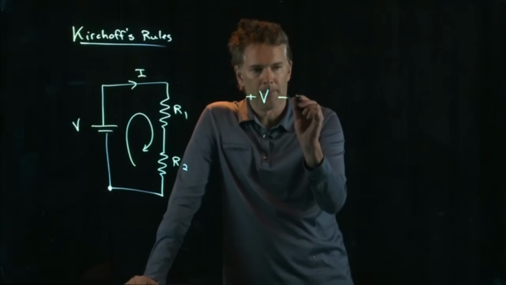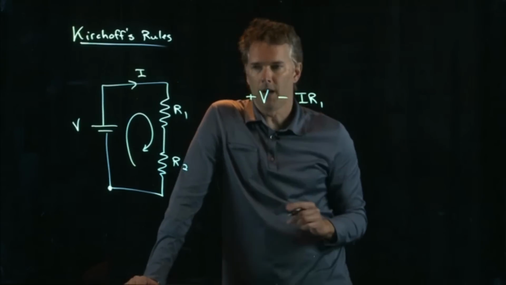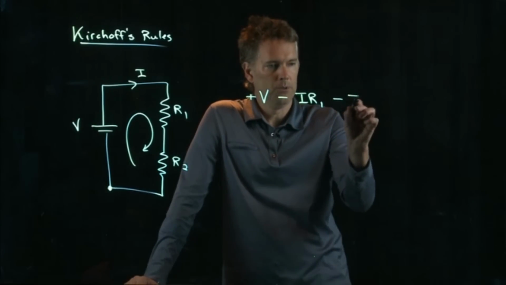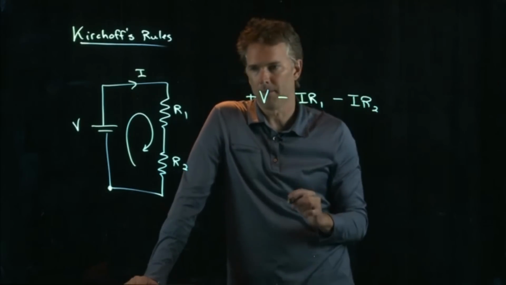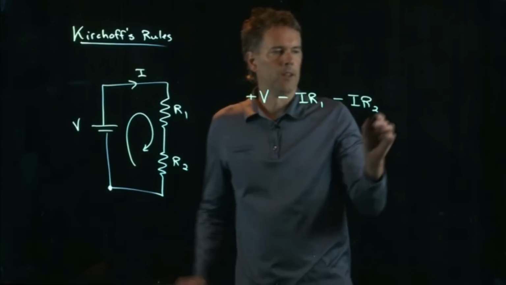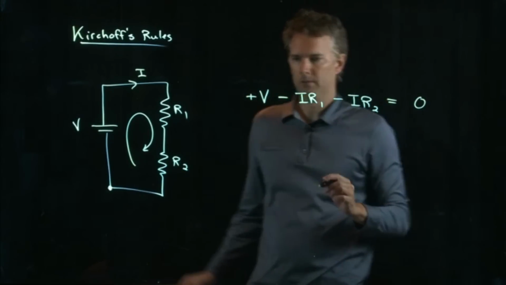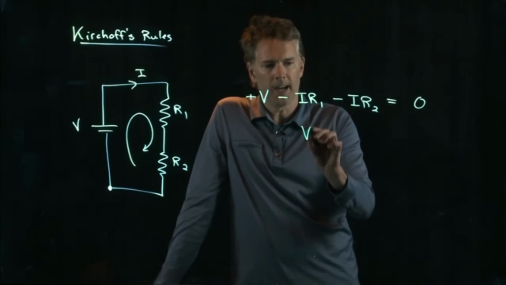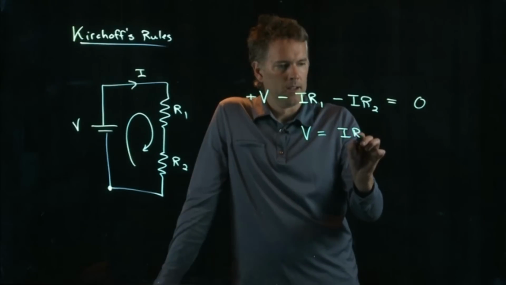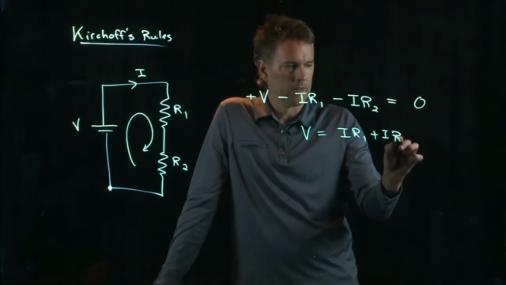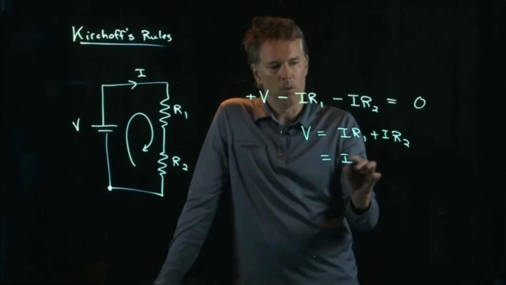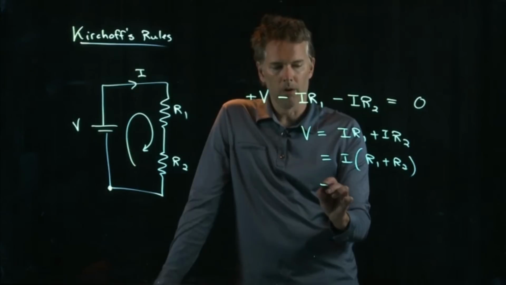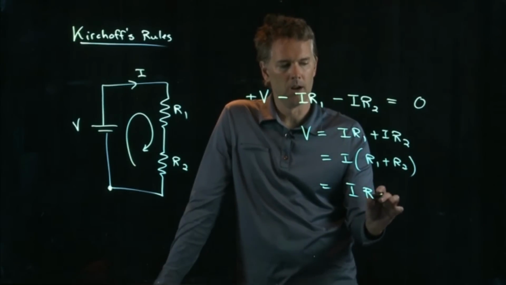That's a voltage drop of IR1. And then we go through R2, and so that's a voltage drop of IR2. And all of that is equal to 0. And so we get back to what we already knew. If I put both those on the other side, I get IR1 plus IR2, or I times R1 plus R2, or I times R series.